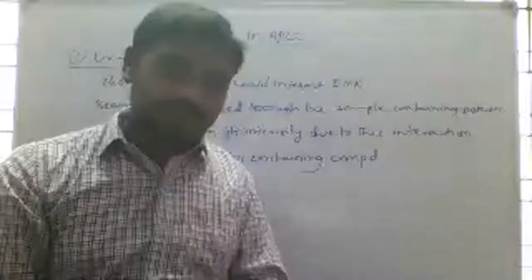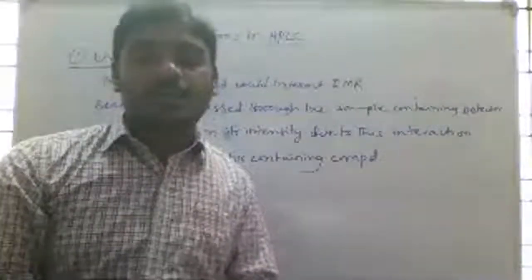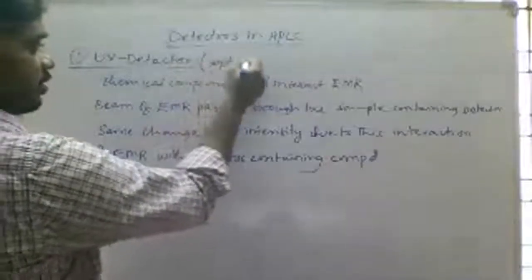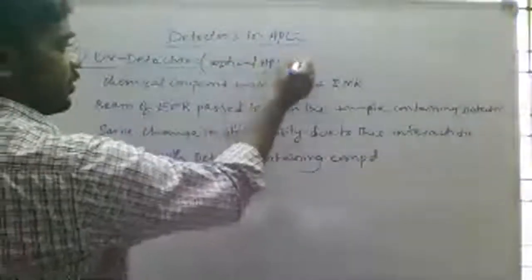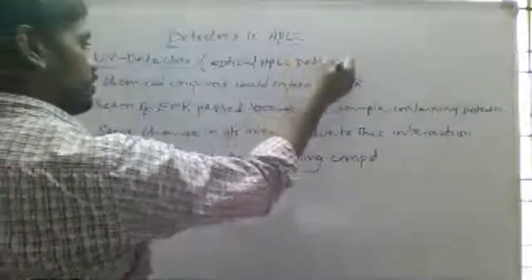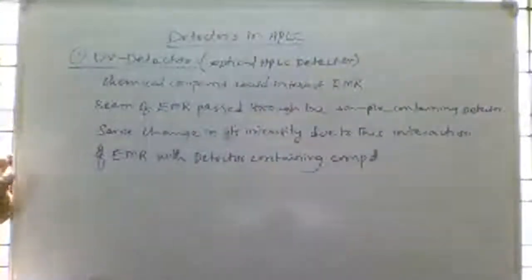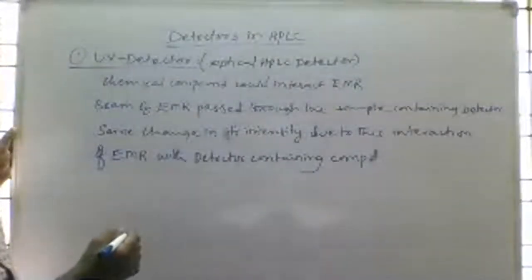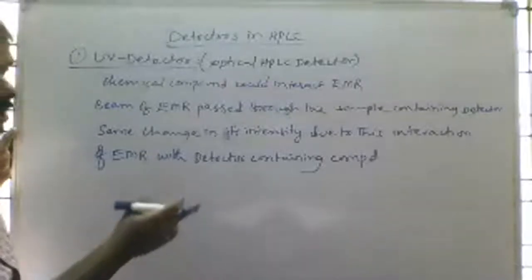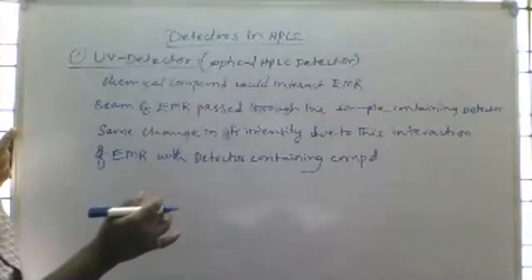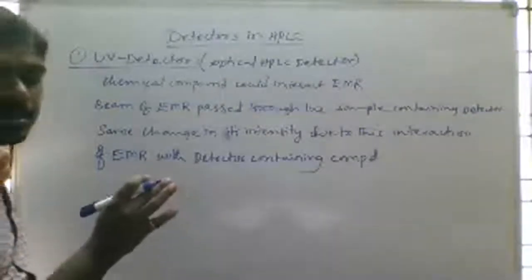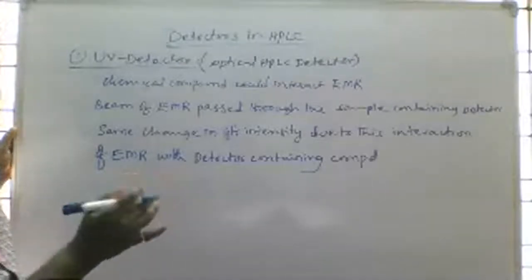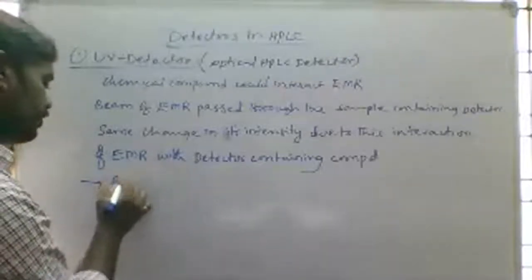UV visible spectroscopy is one of the optical HPLC detectors. So the UV detector is an optical HPLC detector. What happened due to the interaction of the compound? The measurement of this change is the basis of most of the optical HPLC detectors.